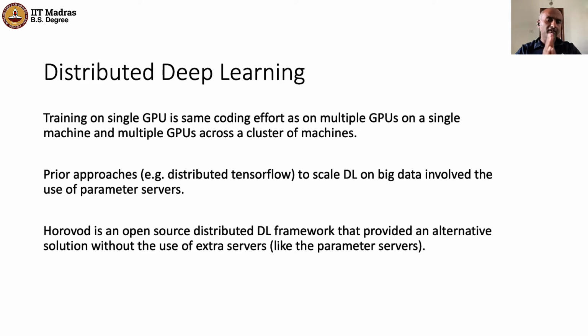So let's talk about what options are available for distributed deep learning. We want to get to a stage where the training effort required, in terms of coding, when done on a single GPU, is commensurate to the effort required for doing the training on multiple GPUs on a single machine or multiple GPUs across a cluster of machines. If you get to that stage, then the incremental cost of coding when going from small data to large data is negligible. And that's what makes it conducive for us to run deep learning in a truly distributed sense. So how can we do this?